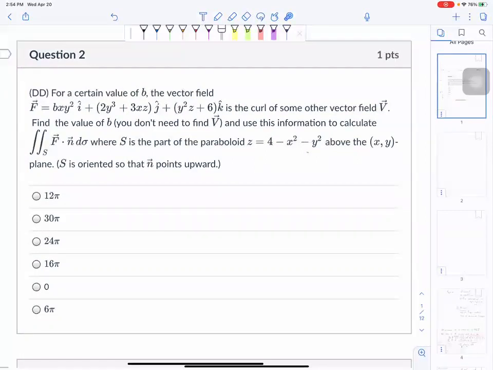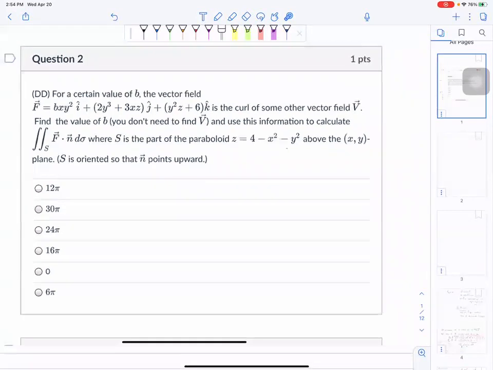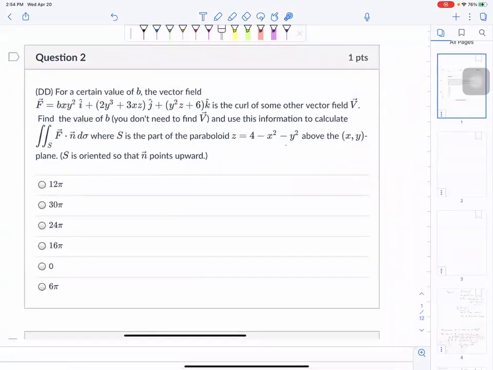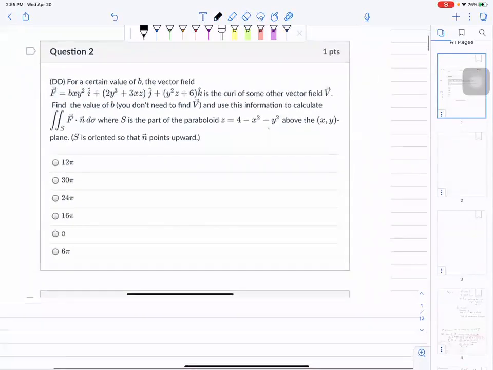Okay, so let me start us off. First I'm going to say that we have this vector field and we're told that it's the curl of something else. So F bar is the curl of some other V.